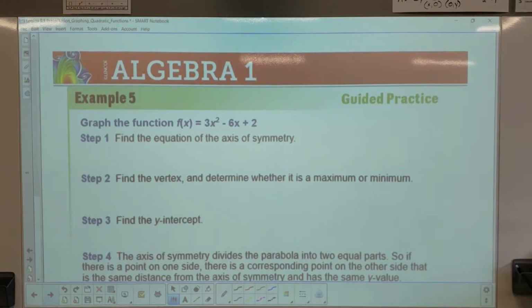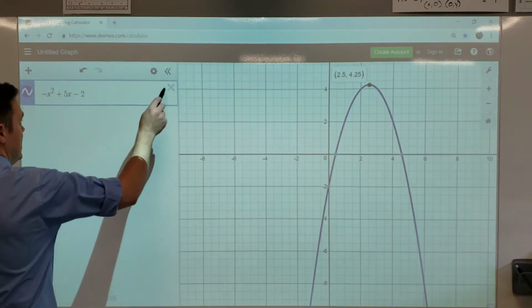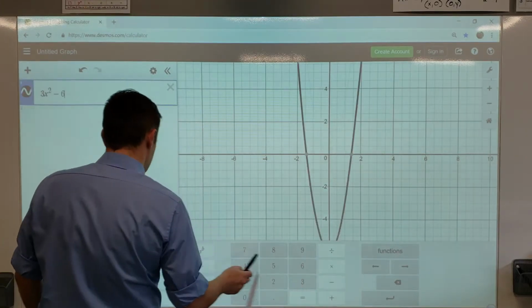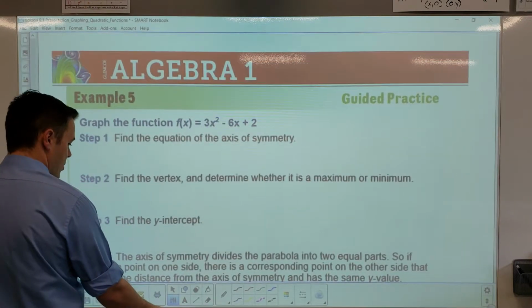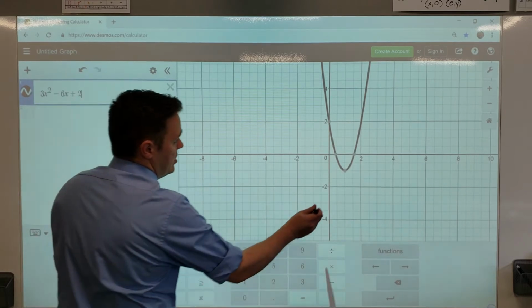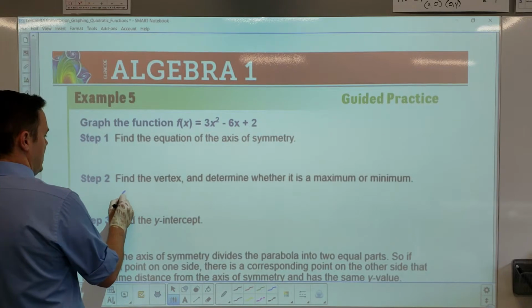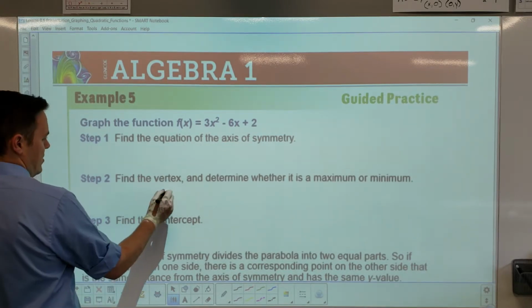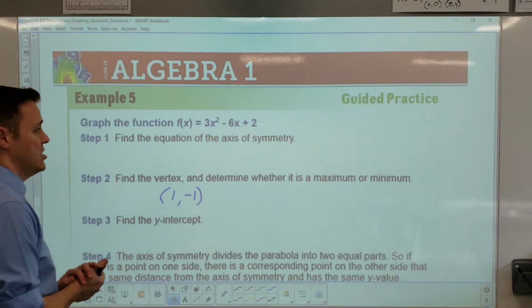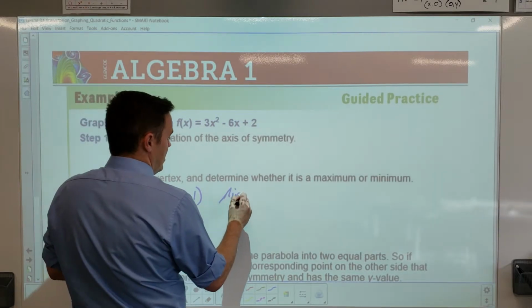All right, so when you guys do this, 3x squared minus 6x. So it's going to be 3x squared minus 6x. And then, of course, it's going to be plus 2. All right, when you set this up, ladies and gentlemen, here's your vertex. It's going to be 1, -1, okay? It's going to be 1, -1 is my vertex. That, ladies and gentlemen, was a what? Minimum. It was a minimum point.